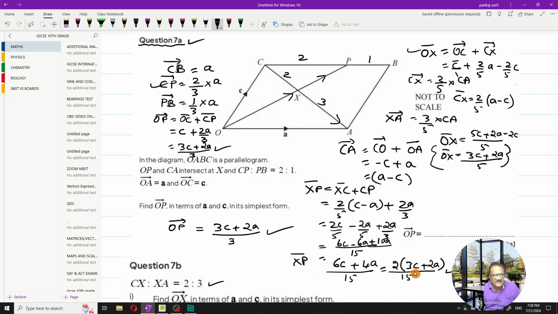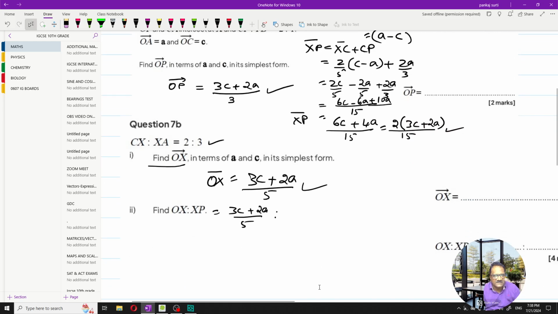So this is my XP. Got it? Now this XP I am going to use here in the last part of this question. OX is to XP. OX we have written this. XP now I'll write this: 2 times 3C plus 2A whole divided by 15. Okay. Now this ratio we want to work out. Now can you see this 3C plus 2A and this 3C plus 2A both are the same quantity in the bracket. Okay. So let us see what can be done.